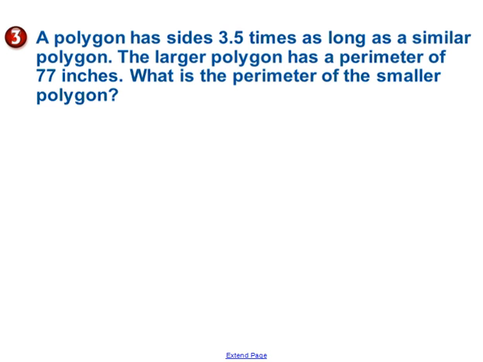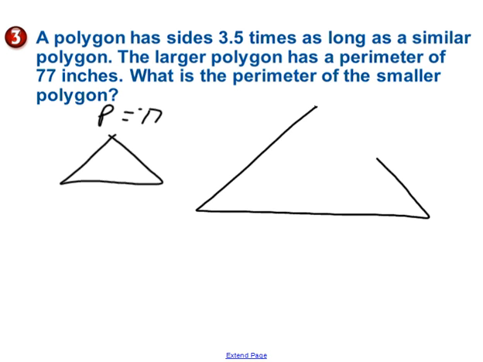According to the instructions here, I have a polygon. Let's make it a triangle this time. It doesn't have to be a square. It can certainly be something else. And the perimeter for this one is 77 inches. And the perimeter for the similar triangle is what we're looking for. And the ratio is 3.5 times. The scale factor is 3.5 times. So 3.5 is to 1, as our unknown perimeter is to 17.